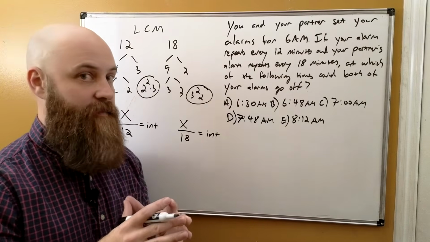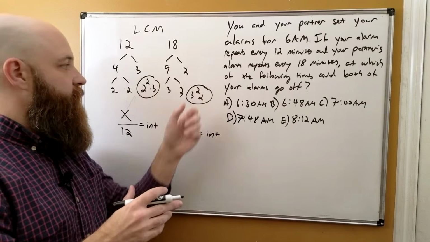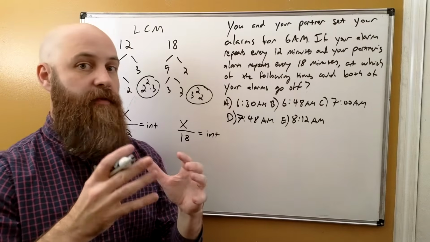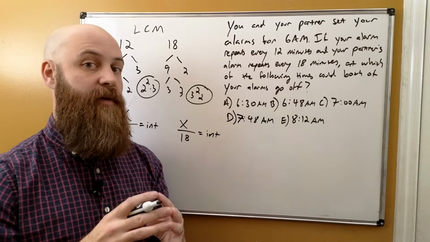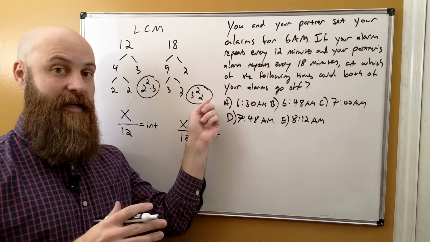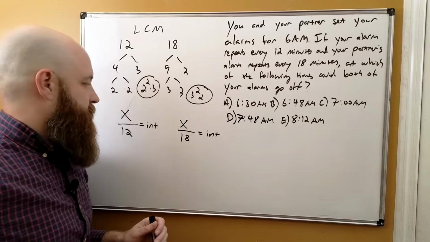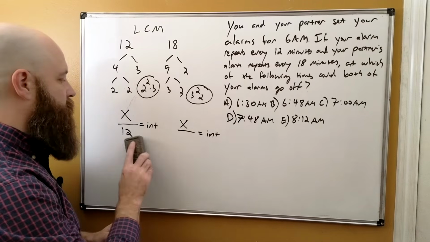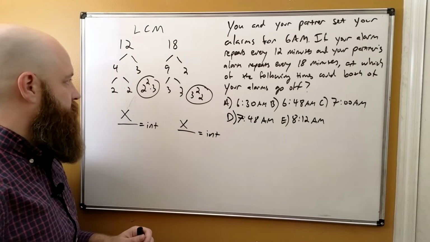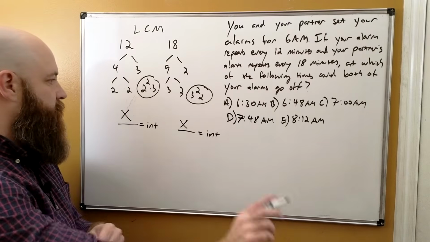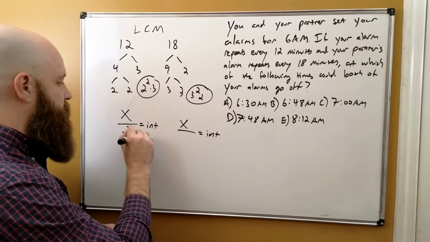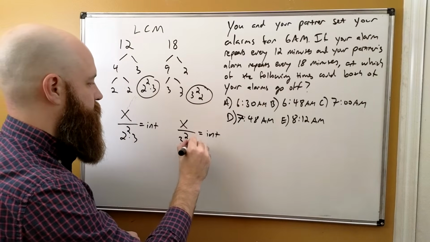Now, one thing I like to remind myself is that 18 and 3 squared times 2 are just two different ways of notating the exact same number. The difference is this way of notating it gives me a whole lot more information. So that's why I'm going to write 12 and 18 in terms of their prime factorizations. Okay, so I'll replace 12 with 2 squared times 3, and I'll replace 18 with 3 squared times 2.